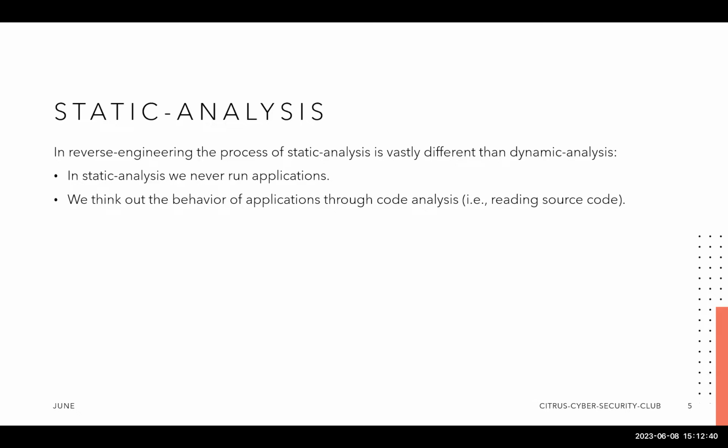So we never run the application in static analysis, and we think out the behavior of the application by looking at its code, at least the code that is available to us as the reverse engineer. So if we know that a program does a message box, we can see a message box popping up, and then with a few options, and it checks the option, and then it does something after that. We know that we can also replicate that. That's something that we can re-engineer.